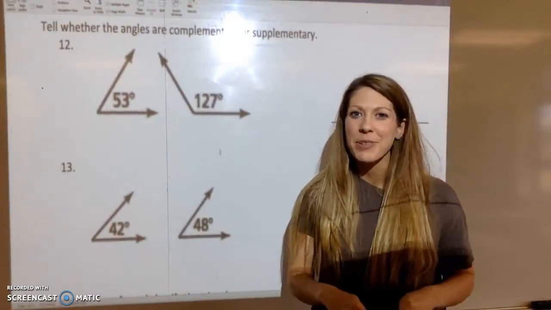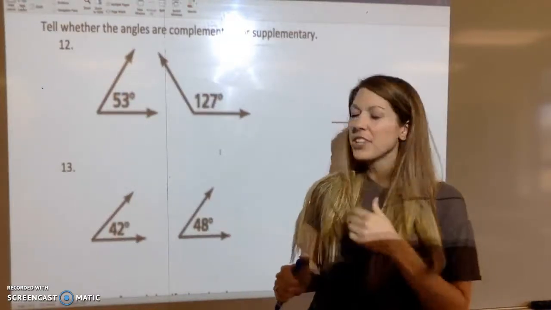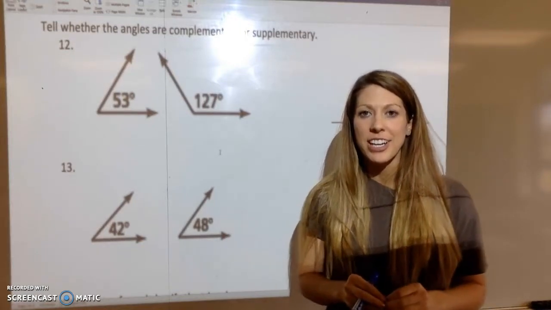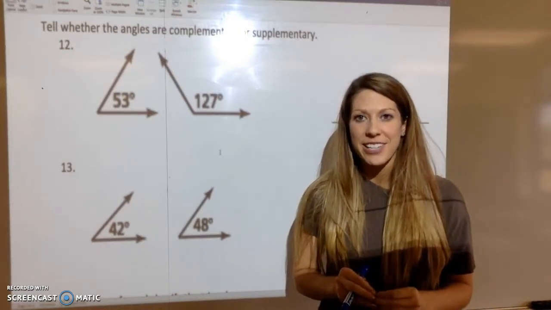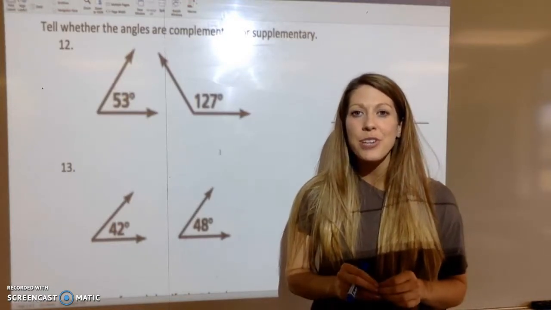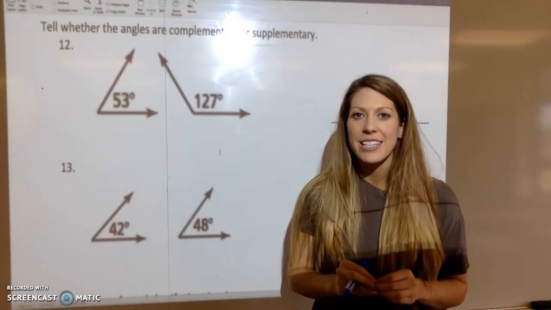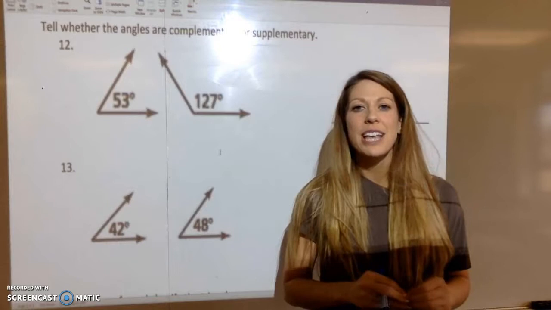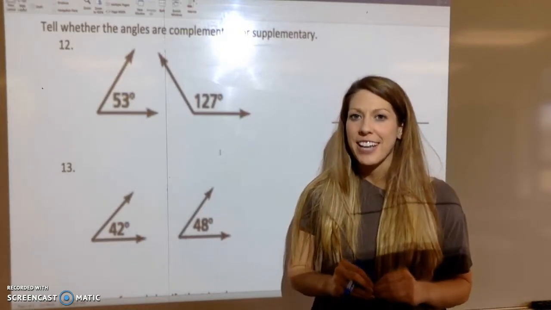All right, here's the rest of the problems. Numbers 12 and 13, we're deciding if the angles are complementary or supplementary. So those are two definitions that you're going to need to remember. Complementary angles are two angles that add to 90 degrees. Supplementary angles are two angles that add to 180 degrees.